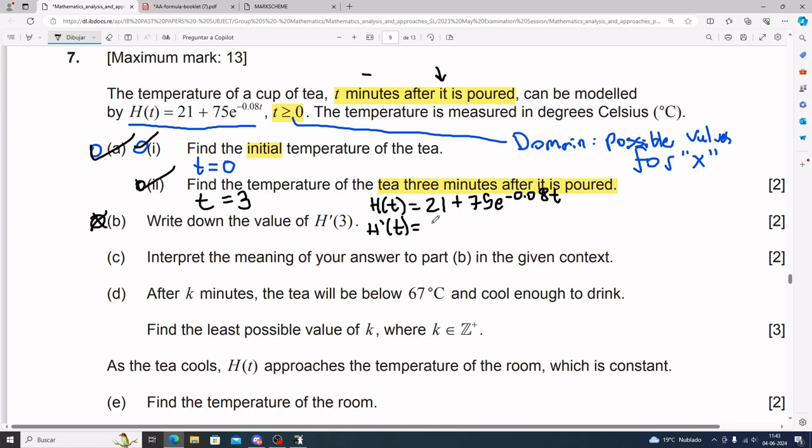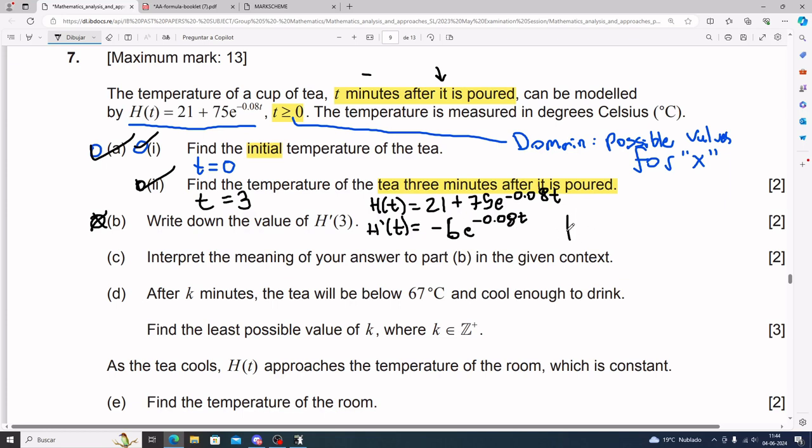If I go back over here and I find the derivative of this, on the one hand, that 21 is going to disappear, because if it doesn't have a variable next to it, it's just going to disappear. So technically this first term is just gone, and for the second term, we end up with what I wrote over here. It's just going to be negative 6 times e to the power of negative 0.08 t.